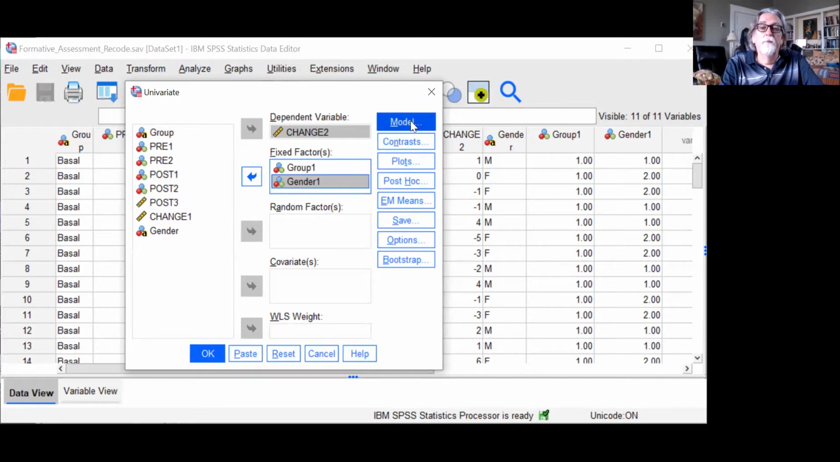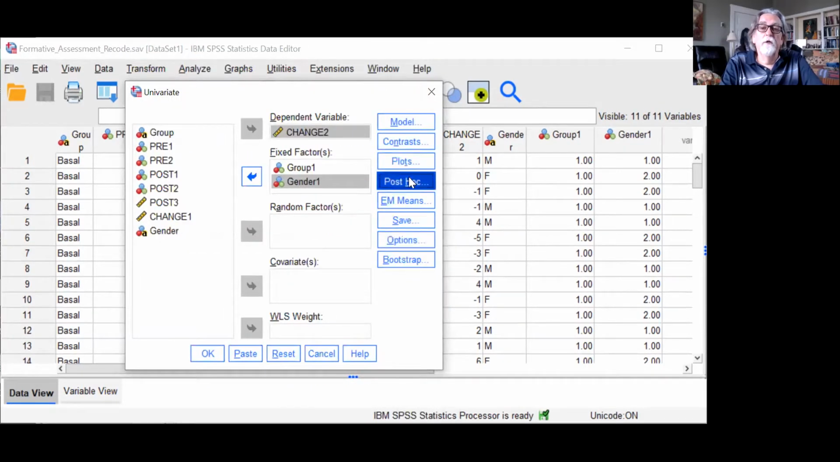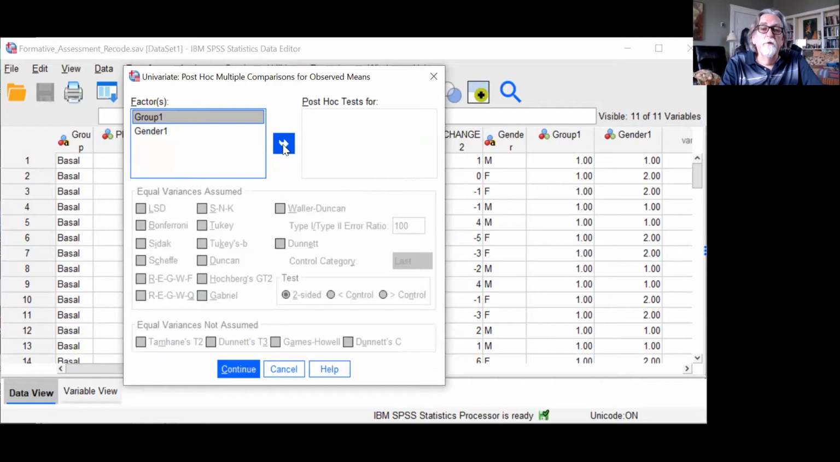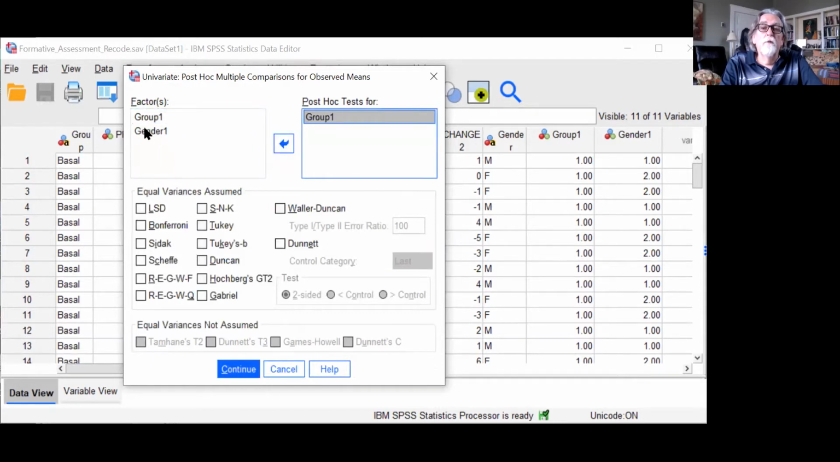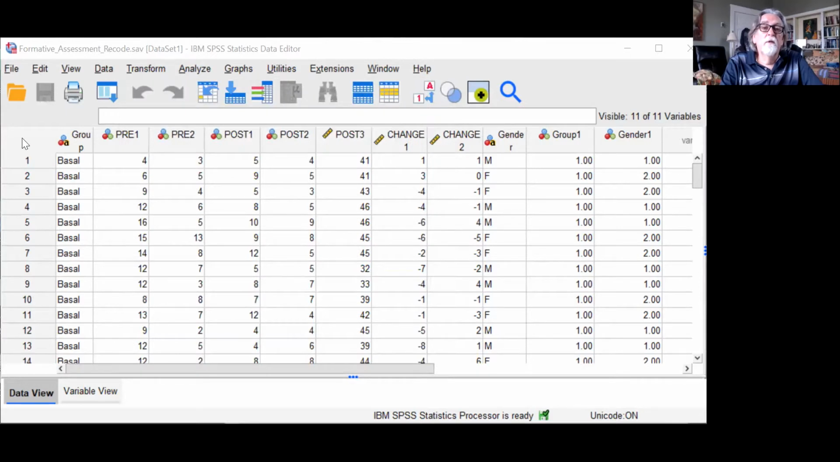Notice we're not going to do post hocs. We're just going to do the descriptive, so we'll have some way of looking at that a little bit better. Well, as a matter of fact, we will do post hocs. Once again, we'll do a post hoc for group 1, and we'll do a post hoc for gender, and we'll opt for Tukey once again. And we'll run that. Let me go back over to the output file.